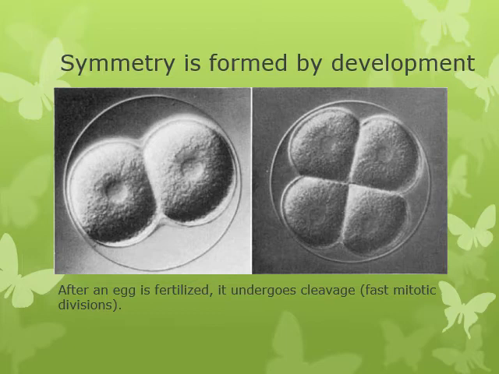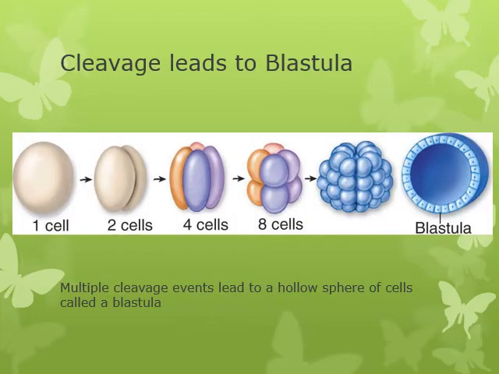Good job. That's right. So split and split and split, and you very, very quickly go from a single cell up to more than 1,000 cells, and that happens in just a few hours. So as you're cleaving, those cleavage events are eventually going to lead to a hollow sphere called a blastula. So think almost like a balloon.